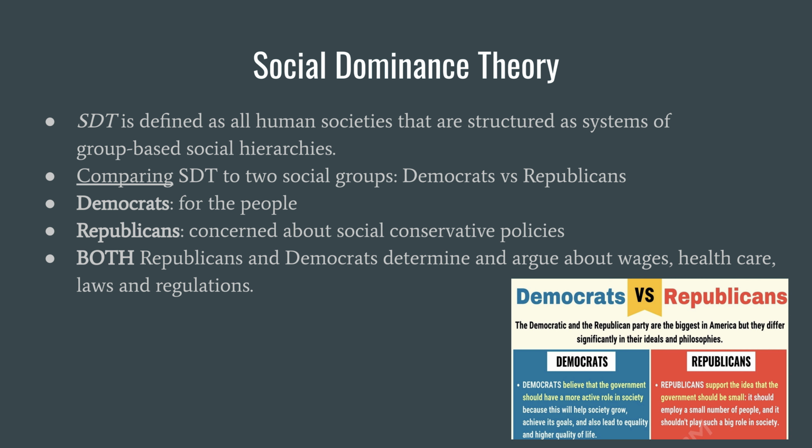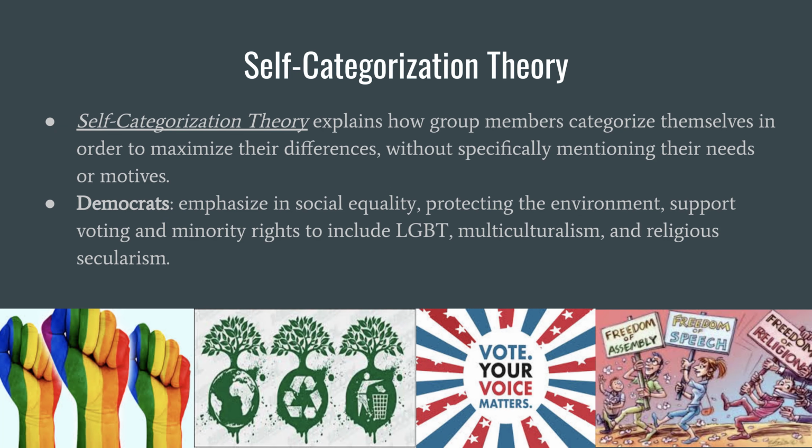Now that we've discussed social dominance theory, let's briefly focus on self-categorization theory. Self-categorization theory explains how group members categorize themselves in order to maximize their differences, without specific mention of individuals' motives or needs. No self-motive, unlike social identity theory. If we're looking at how Democrats and Republicans self-categorize themselves, it's safe to say that they each stand for different but alike rights for the people. They each place themselves in a category where the people can easily relate and recognize.